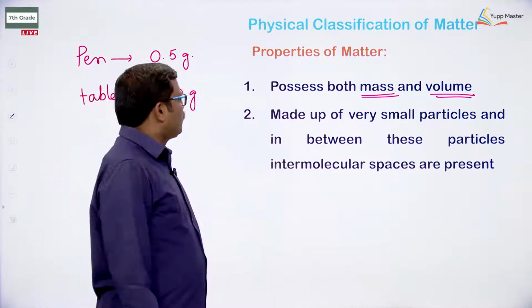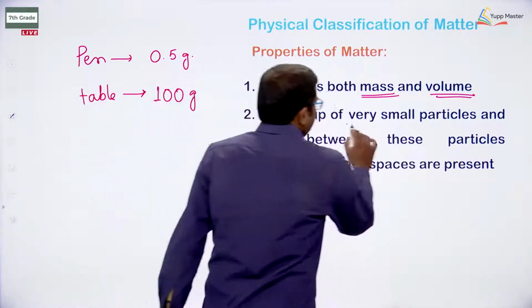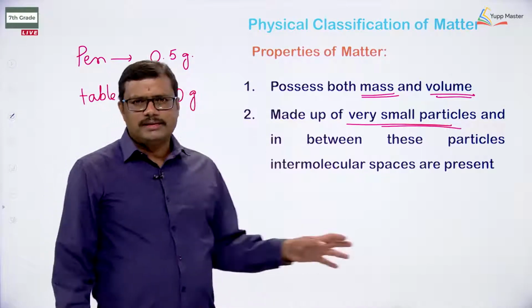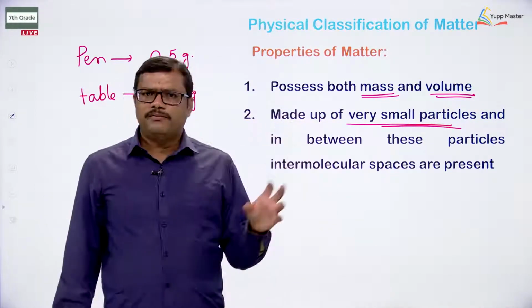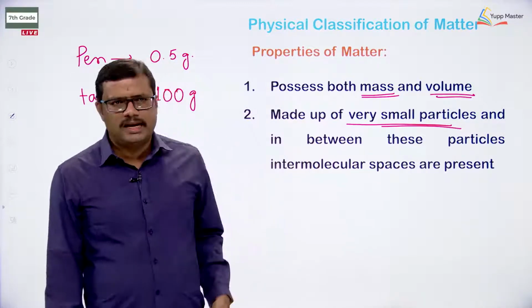And when you observe what matter is made up of, matter is made up of very small particles. Of course, we will come across how matter was classified, how it is made up and what the particles were, all these things we are going to learn in the next classes.